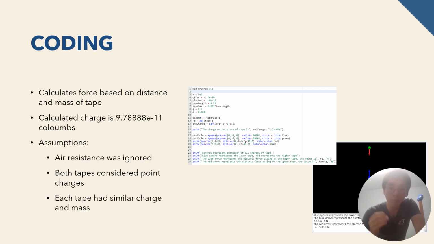To code the solution out, I created this code. It basically calculates the force based on distance and mass of tape. The calculated charge is 9.78888 times 10 to the negative 11th coulombs. The assumptions are that air resistance was ignored, both tapes were considered point charges, and each tape had similar charge and mass.